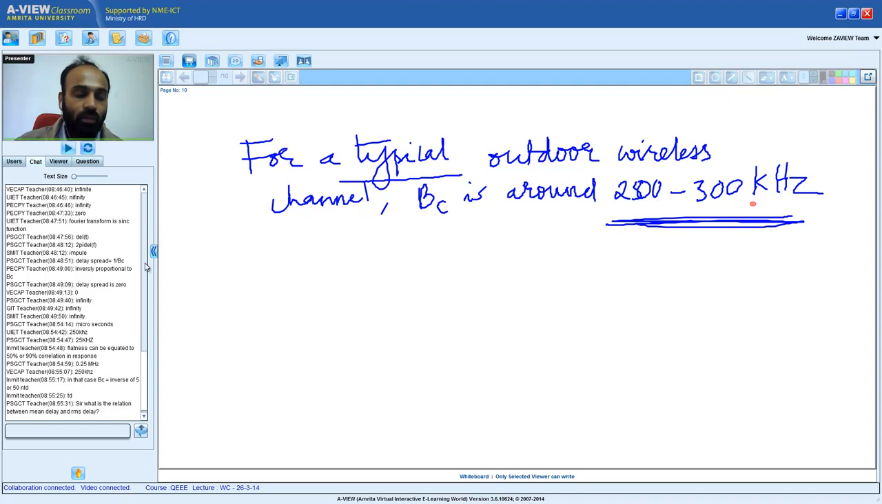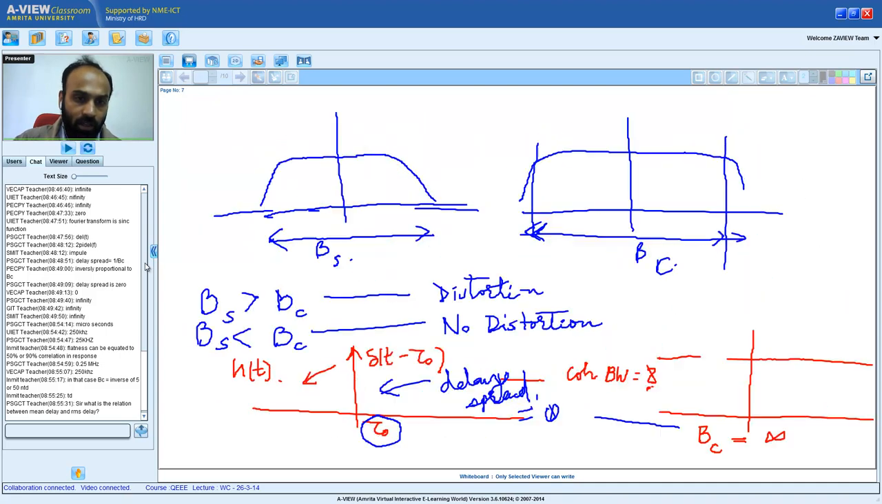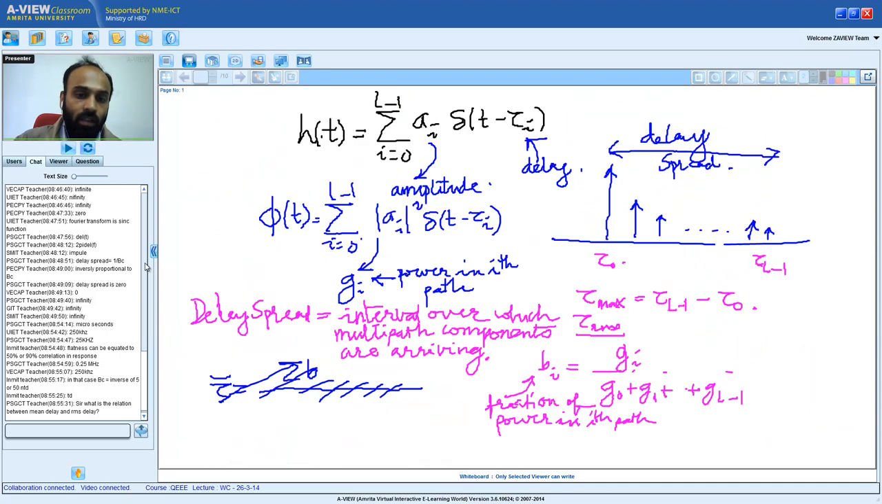Does anyone have any question? There is one question: what is the relation between mean delay and RMS delay spread? We clearly said this, mean delay is tau bar.